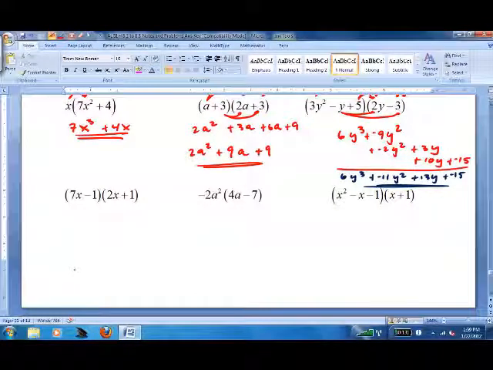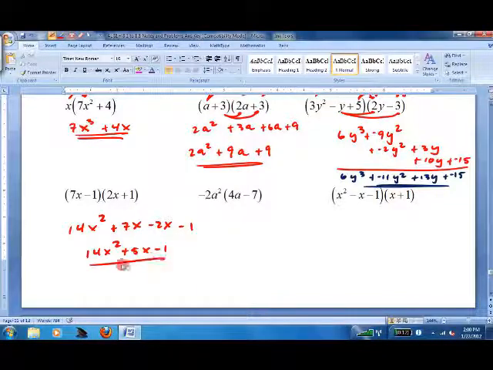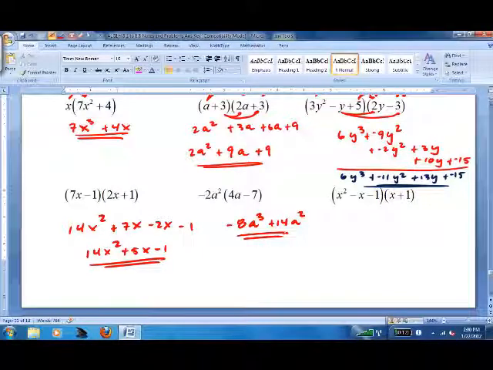I'm going to do the next three problems without putting my arrows on top. If you want to still do them, I highly recommend them, but eventually you don't really need them. These two terms are going to cancel.